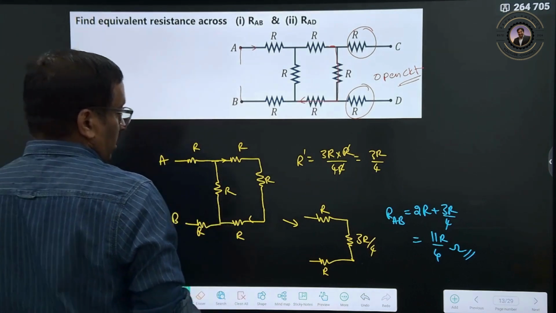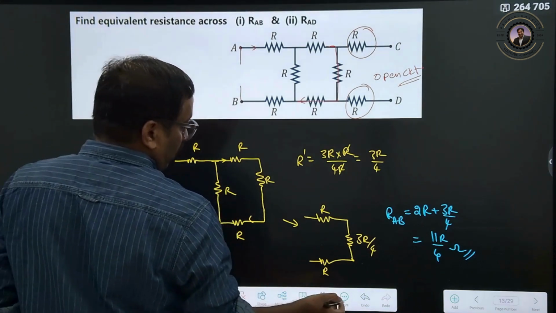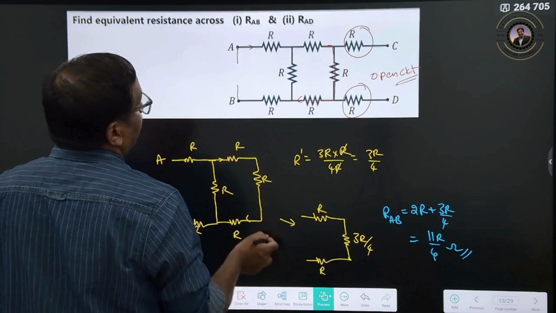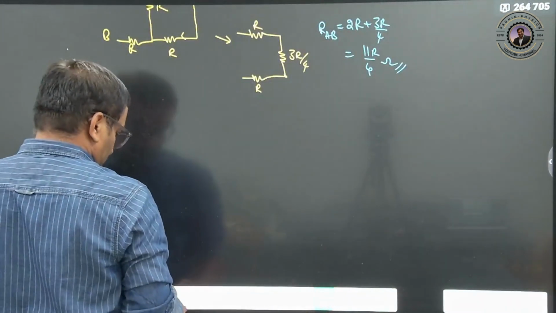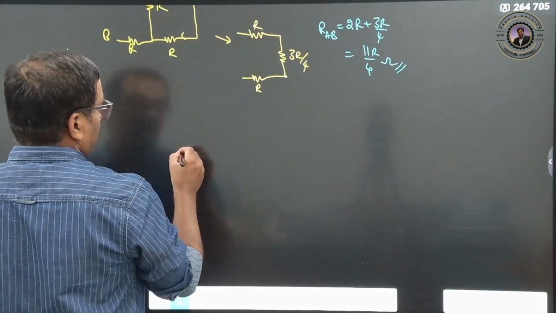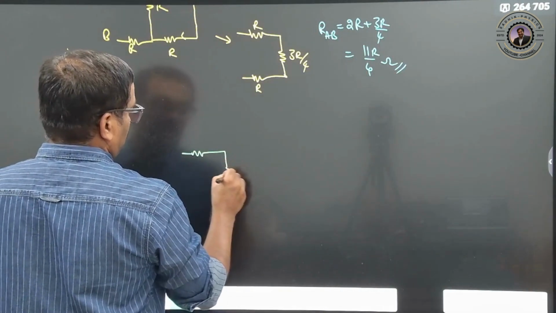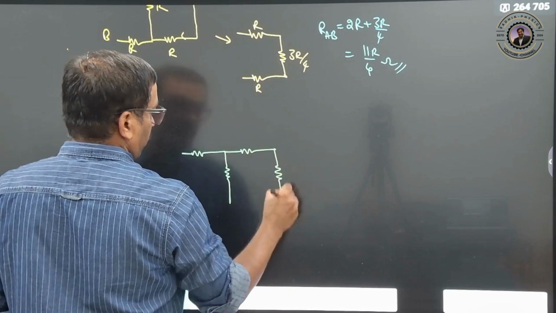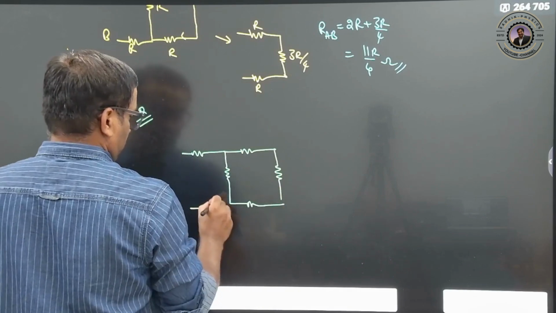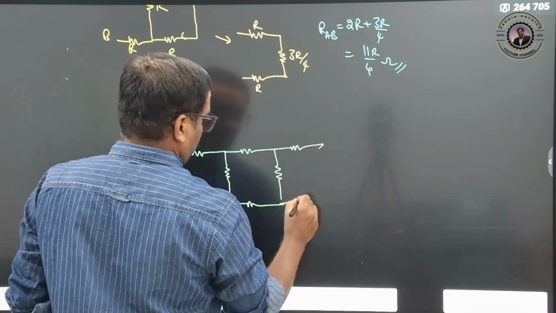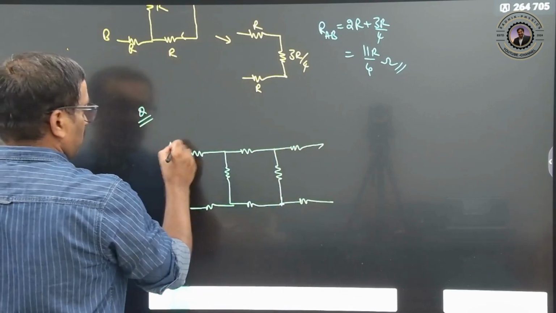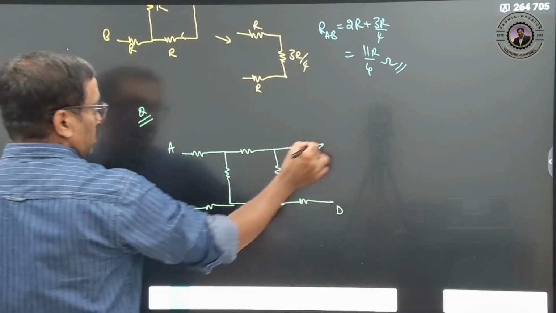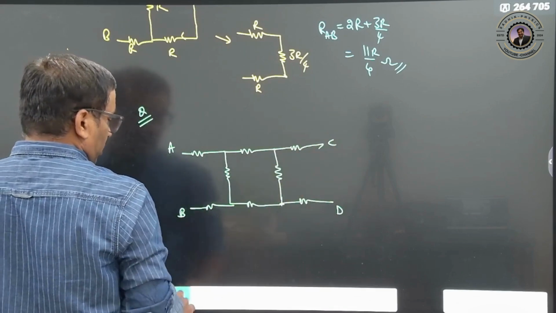So now here in AD, we'll see it now. Now we'll go for RAD. I can redraw this circuit diagram. Next question. So this is your A, B, C, D. So it is D. Clear? So this is C and this is B. You try to see this one now.